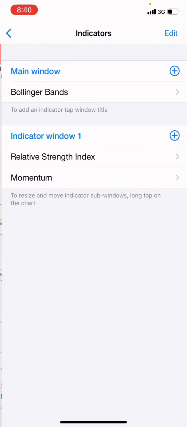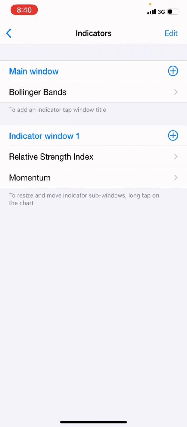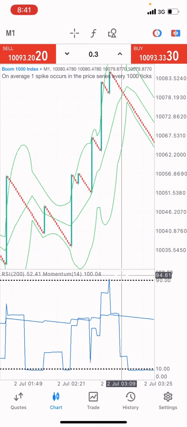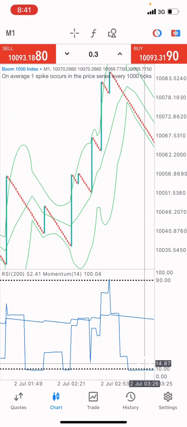So guys, another thing, remember to set the momentum below the relative strength index so that you can see the numbers. Because if you set the momentum above the relative strength index, you're not going to see the levels of level 90 and level 10.